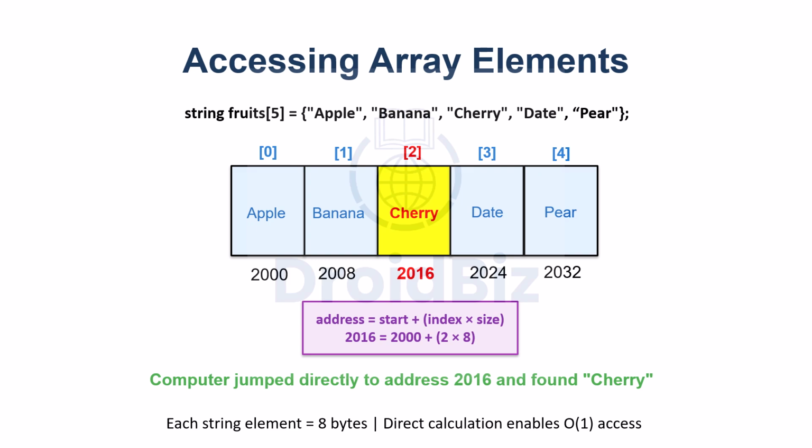No matter how big the array is, whether it has 5 elements or 5,000 elements, accessing any element by its index takes the same amount of time. This direct access using the mathematical formula is what makes arrays so powerful and efficient for programming applications. When you need to quickly find specific data in your programs, arrays provide lightning-fast access.